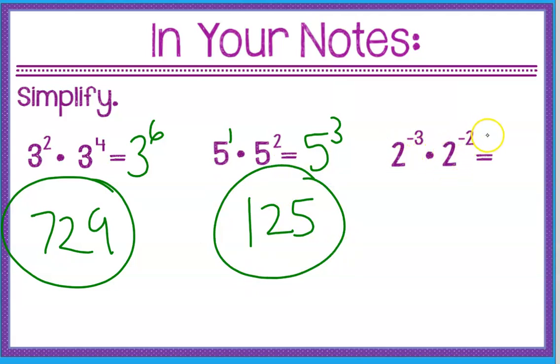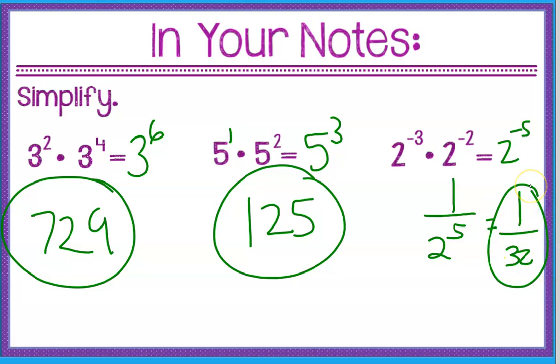2 to the negative 3rd times 2 to the negative 2nd is 2 to the negative 5th, or 1 over 2 to the 5th power. Now the power is positive, and my final answer is 1 over 32. No decimals, please. Leave your fractions in fraction form.